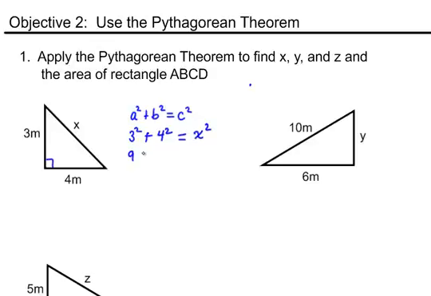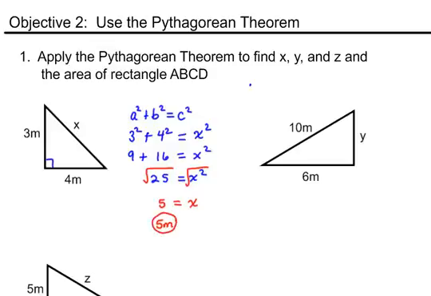Alright, this is 9 plus 16 equals x squared. 9 plus 16 is 25 equals x squared. And the last step to undo a square is to find the square root. So the square root of 25 is 5. Square root of x squared is x. So my answer is 5 meters.